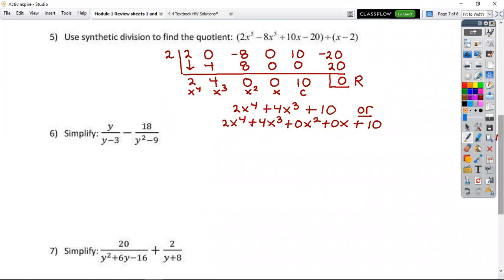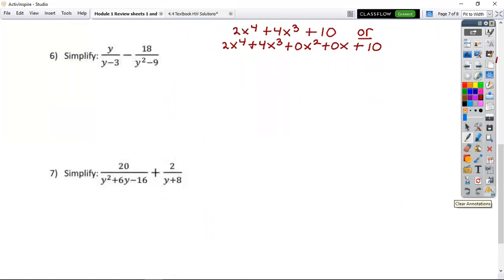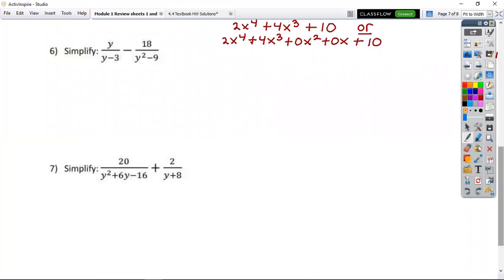Okay. All right, last couple here. And again, make sure if I'm not answering your questions that you ask, I want you to be confident and well prepared. So 6. This is back to what we started your first day of review. So what do you need for subtraction? Good. Common denominator. How do we get it? We're going to factor that denominator first.